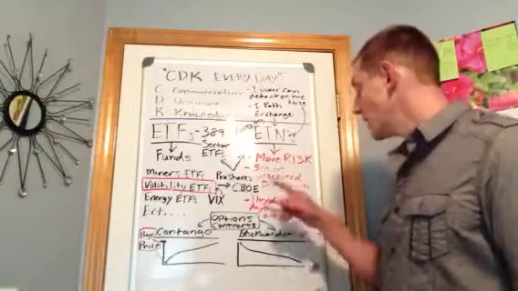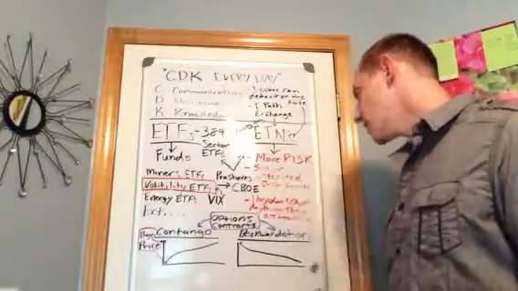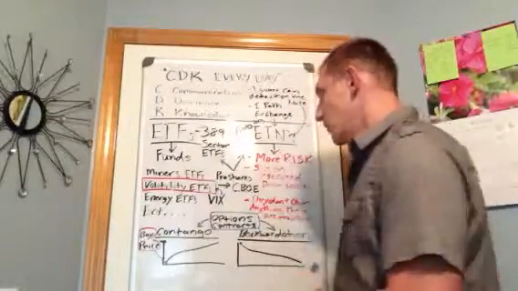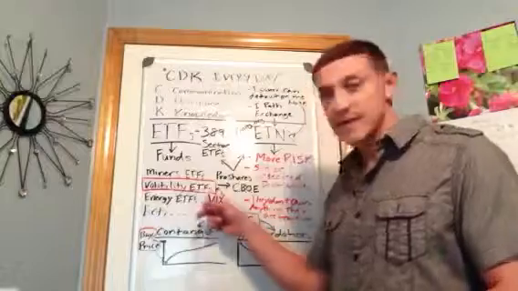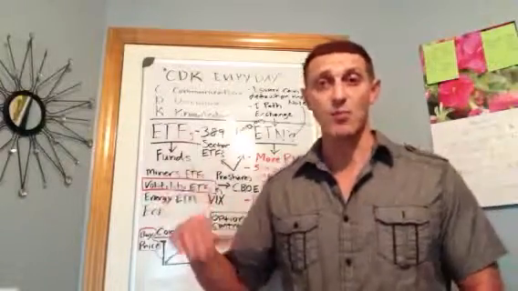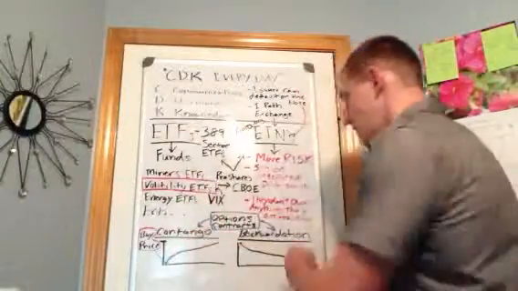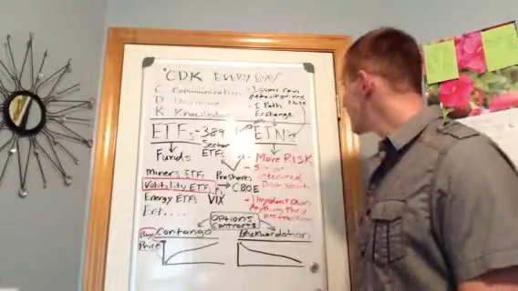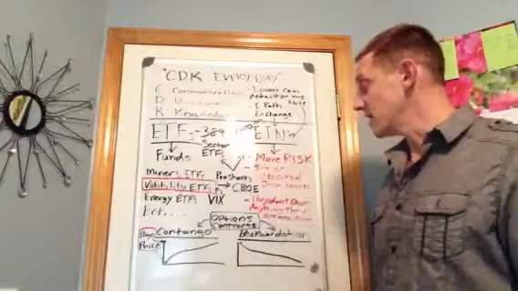The other thing with ETNs is they don't own anything that they are tracking. In other words, with volatility, it tracks the VIX. It tracks the heartbeat in the market. ETNs don't do that at all. And that's basically the difference between ETFs and ETNs, guys.